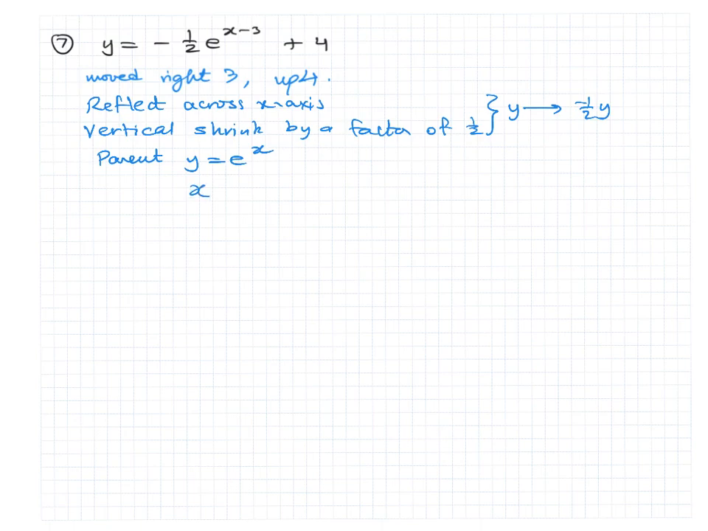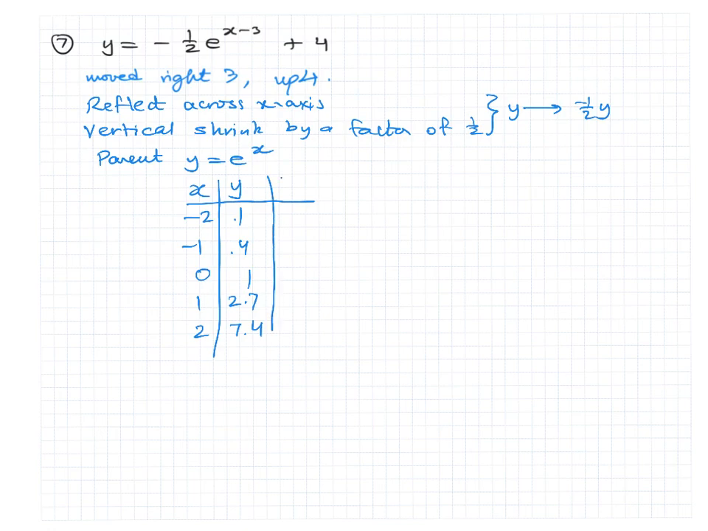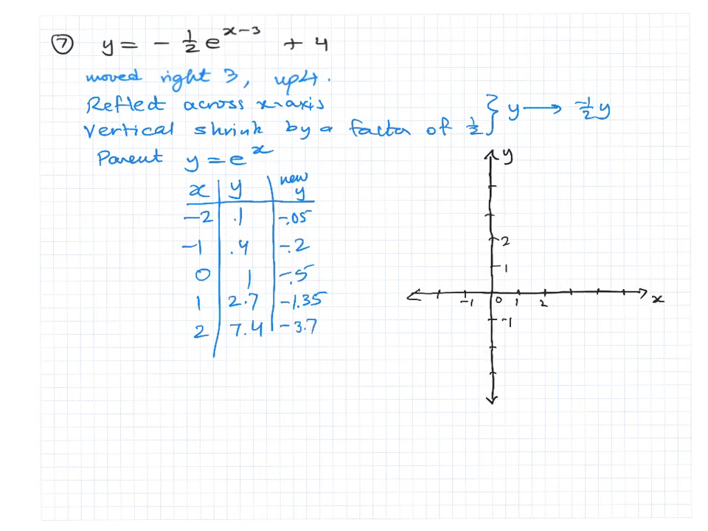So I'm going to make my table. And again, I plug numbers into the calculator. And again, I regenerated my list. And then I need a new y. And I need to multiply by negative 1/2, so negative 0.05, negative 0.2, negative 0.5, approximately negative 1.35, and then about negative 3.7, give or take. And now I'm ready to graph this.